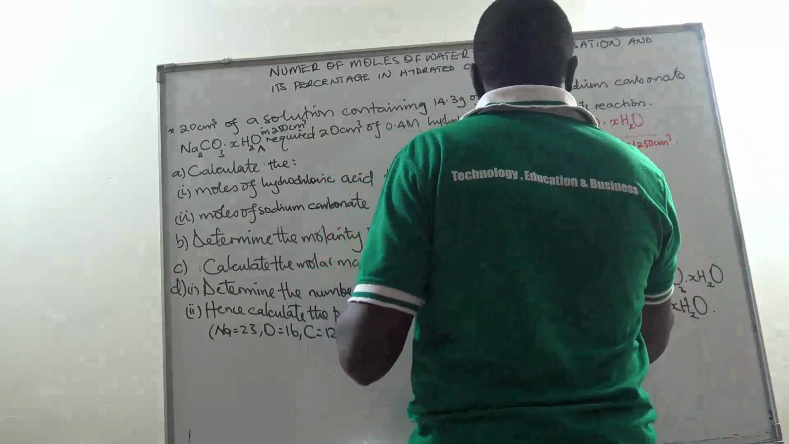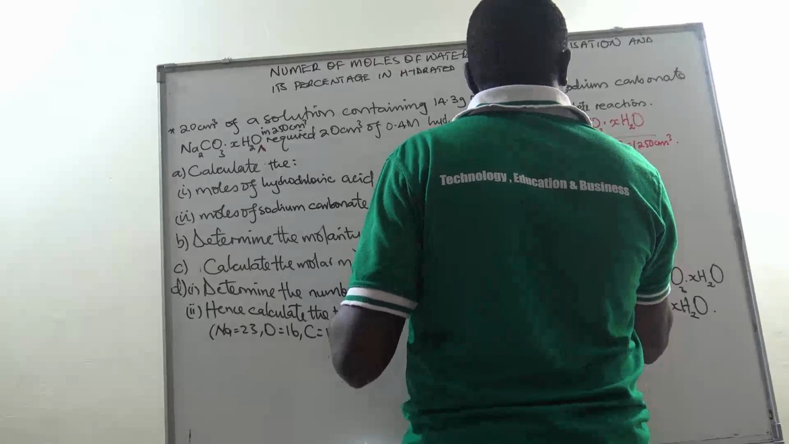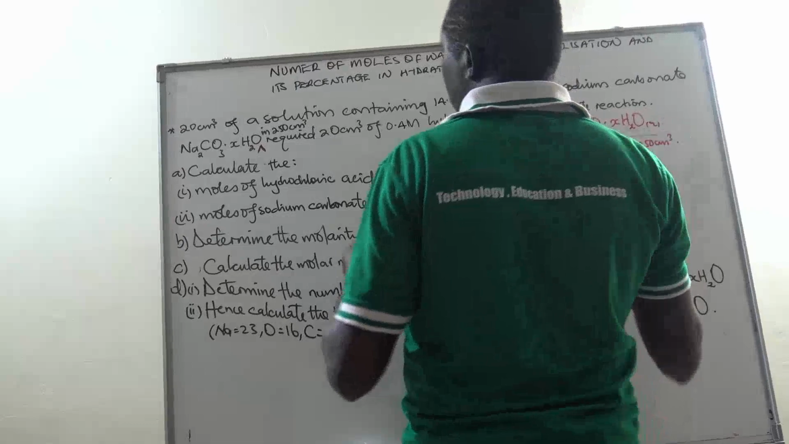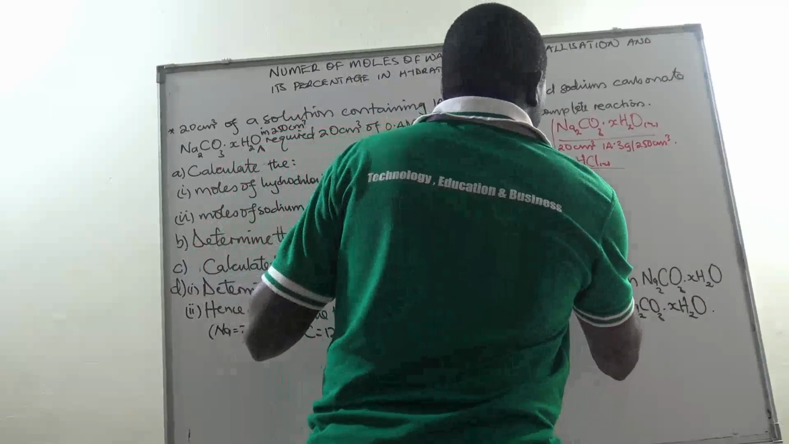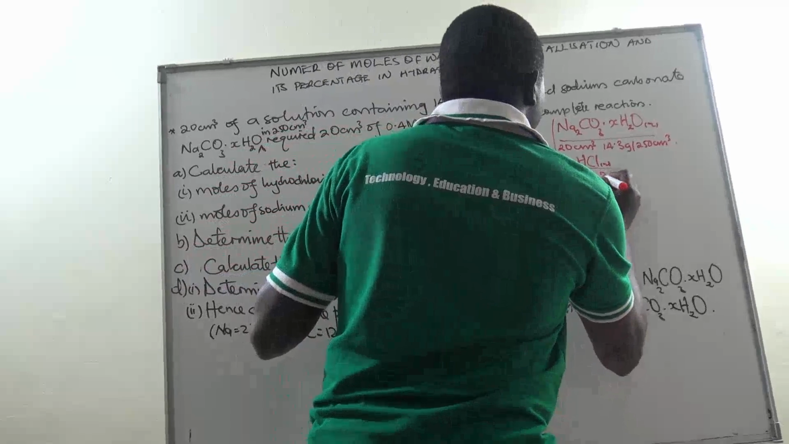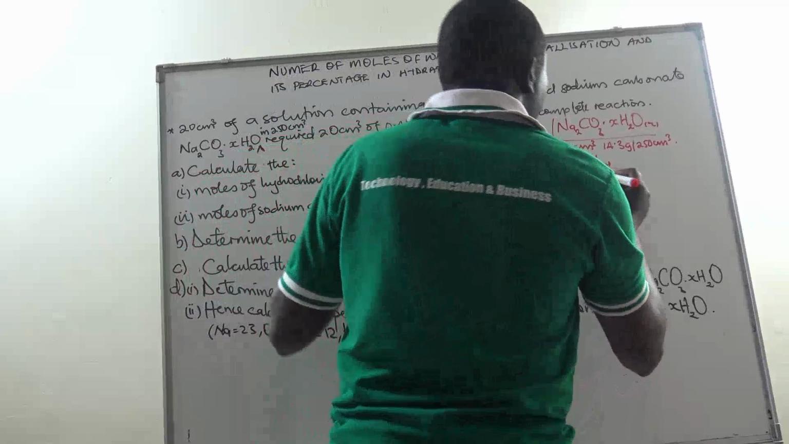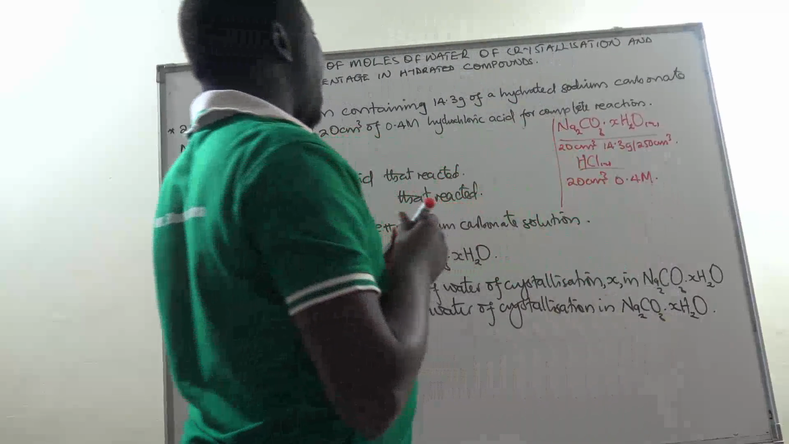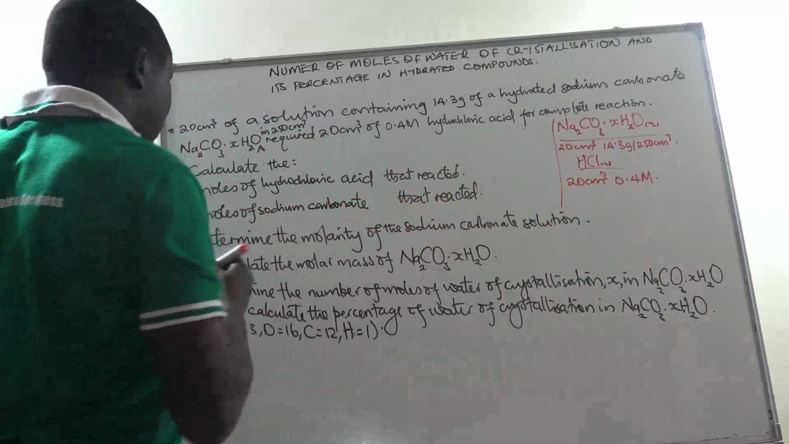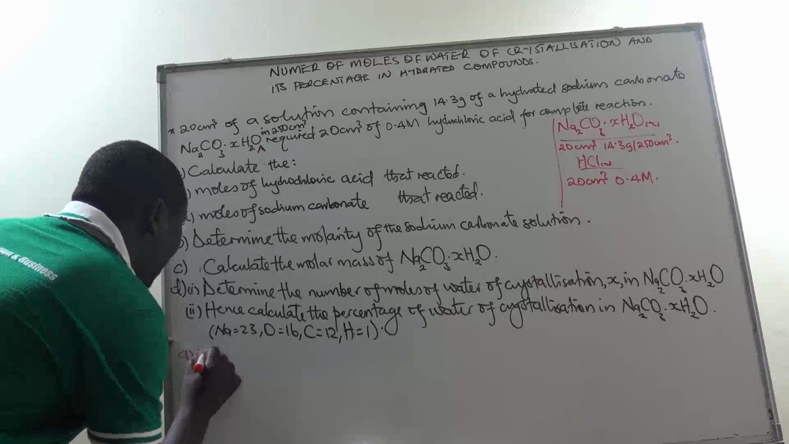of the solution. Then we also have hydrochloric acid. For the hydrochloric acid, we have it here, that 20 cubic centimeters of hydrochloric acid was required for the complete reaction. In this case, the molarity of the hydrochloric acid is 0.4 capital M. We have everything that we need. So let us go straight to the calculation, starting with A Roman 1.